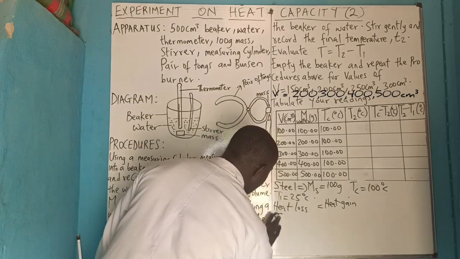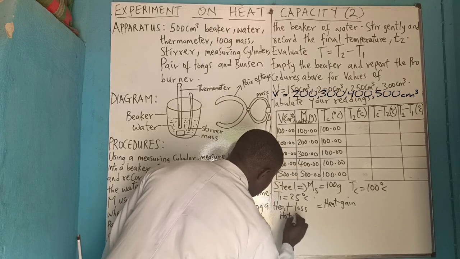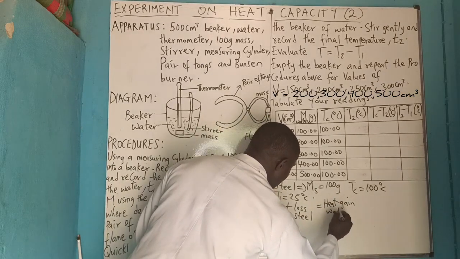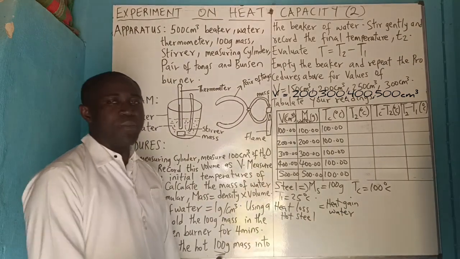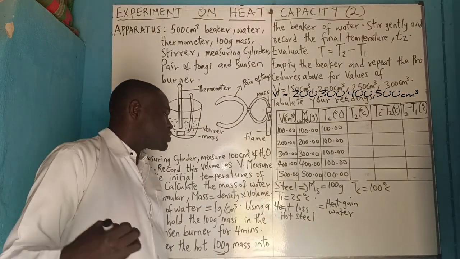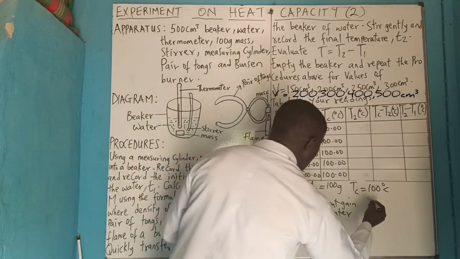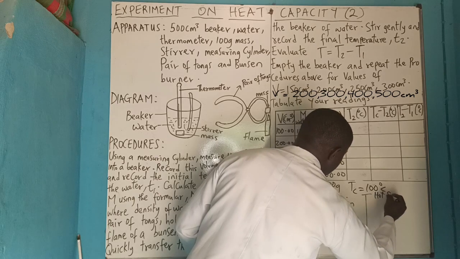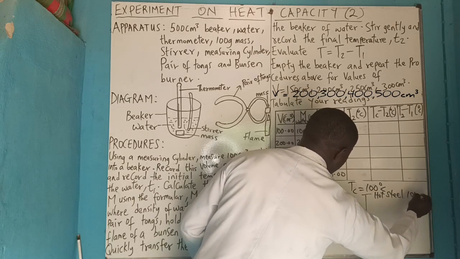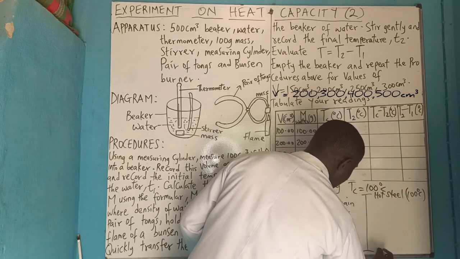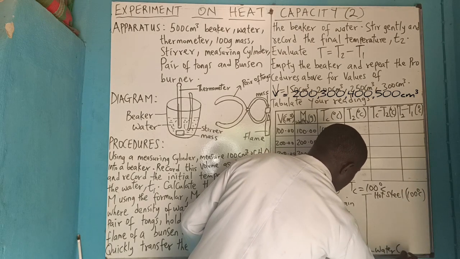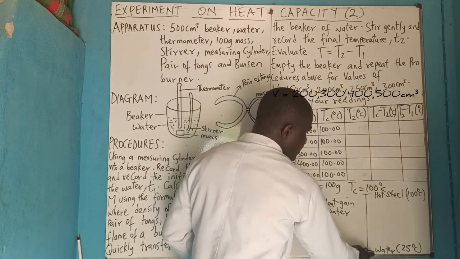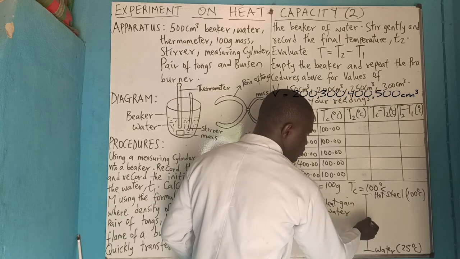So heat loss by the hot steel equals heat gained by the water, because the water will be gaining the heat and the steel will be losing the heat. Look at how it goes. This is the hot steel, whose temperature is 100 degrees Celsius. And the water, the temperature is 25 degrees Celsius. That means this water will be gaining temperature till this point.